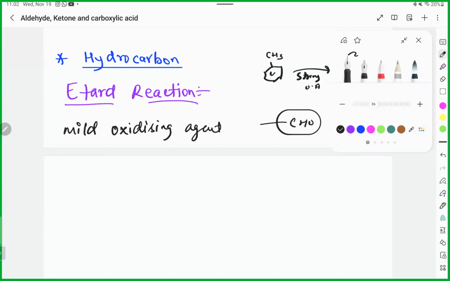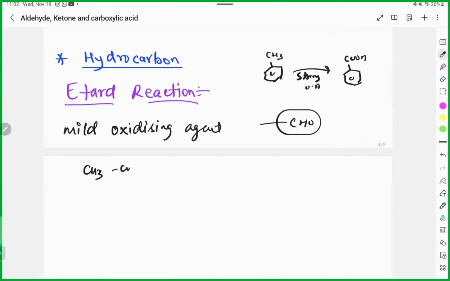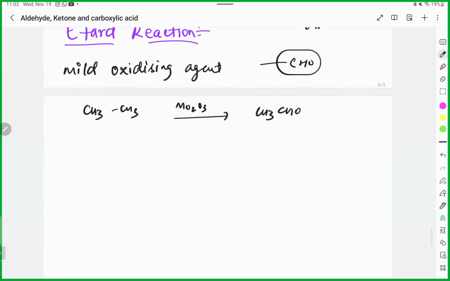If you take the acetate part, then carboxylic acid will form. But if you take, for example, CH3CH3 with molybdenum oxide, then you will form aldehyde. KMnO4 or acetate, forming CH3COOH like this, then carboxylic acid will form. This is controlled oxidation. Why do we call it controlled oxidation? Because we are controlling the oxidation process. If you do too much oxidation, then carboxylic acid will form. Any doubts? No, sir.